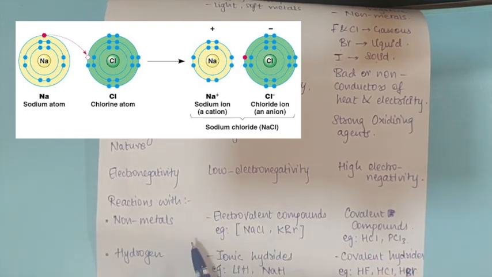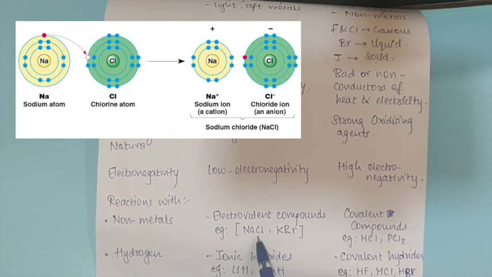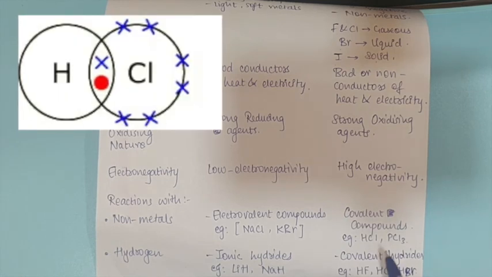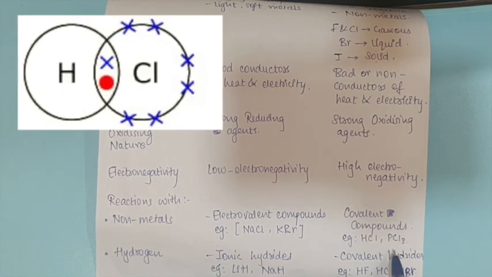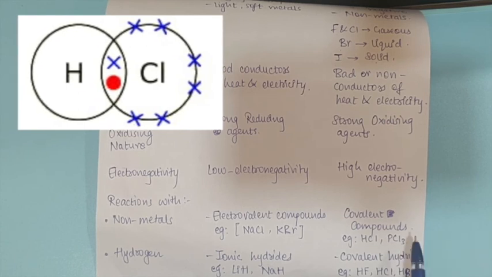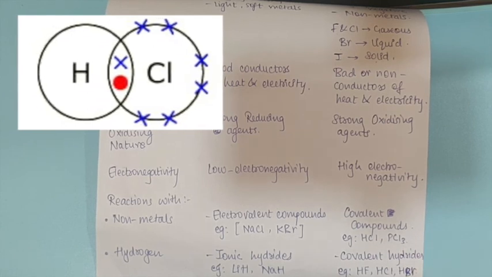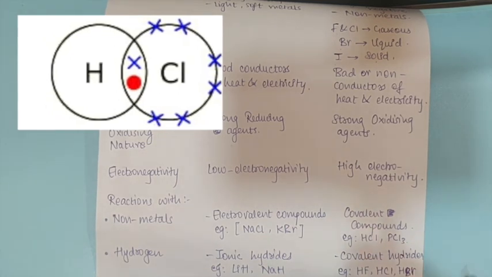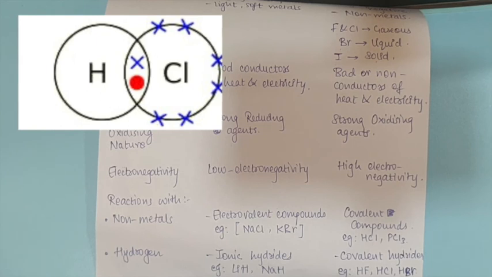So now, for example, the group 1 elements can form electrovalent compounds like sodium chloride and potassium bromide, whereas group 17 elements can form covalent bonds, and they can form covalent compounds such as HCl and potassium trichloride. Now what is a covalent bond? A covalent bond is a chemical bond that involves the sharing of electron pairs between the atoms.